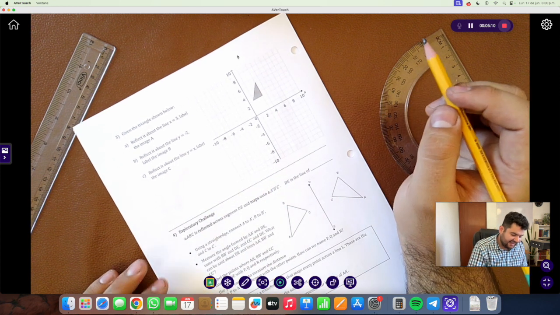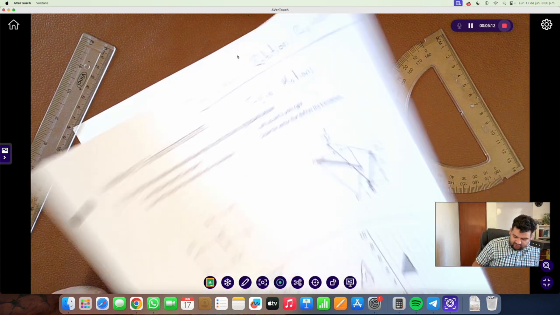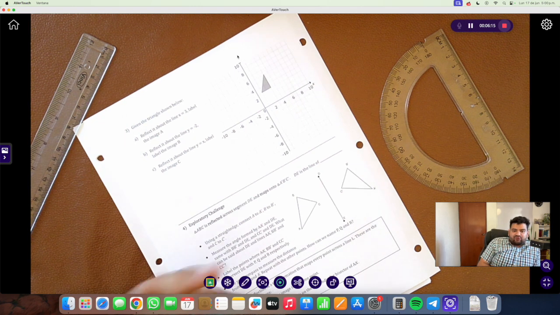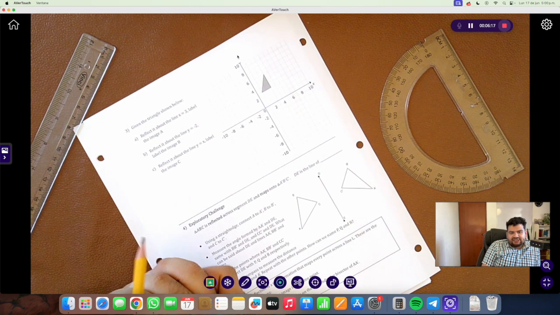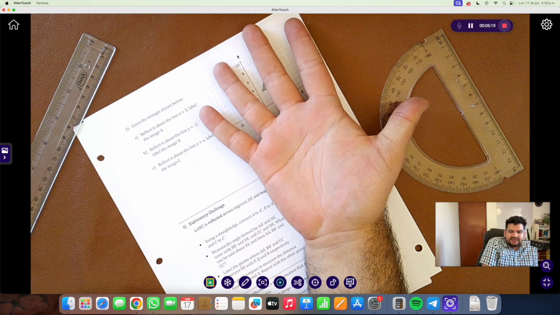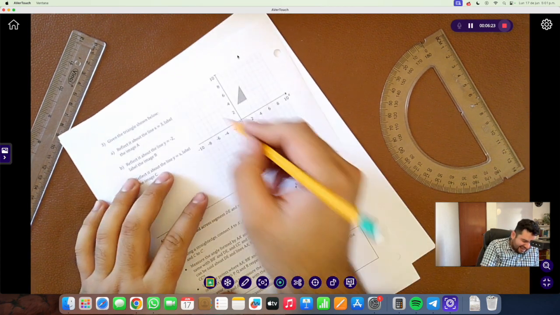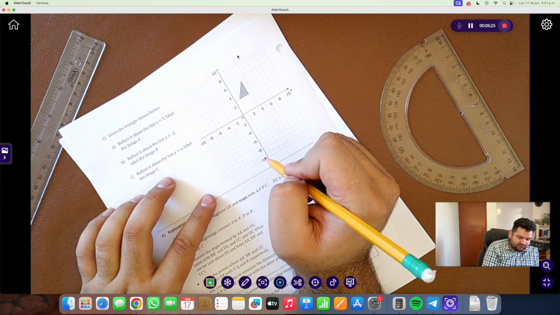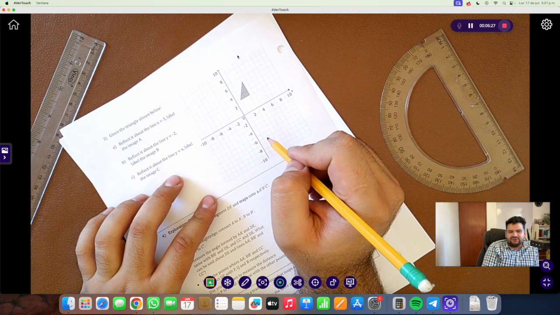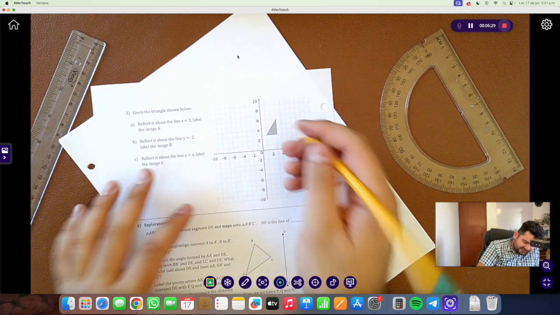Okay. Now, we will go for reflections. So remember, a reflection is doing this. I'm going to reflect over x equal to 3. Which line is x equal to 3? X equal to 3 is this line.